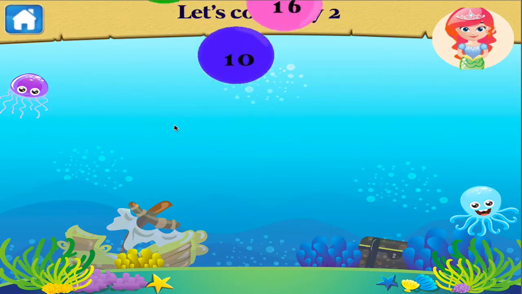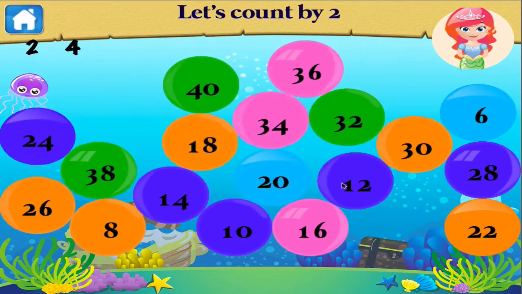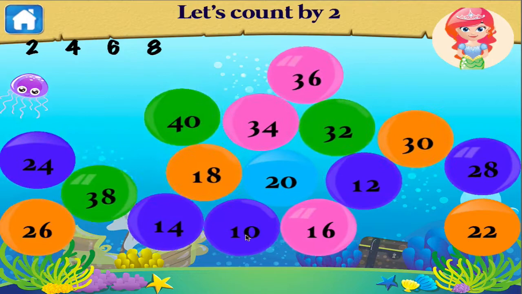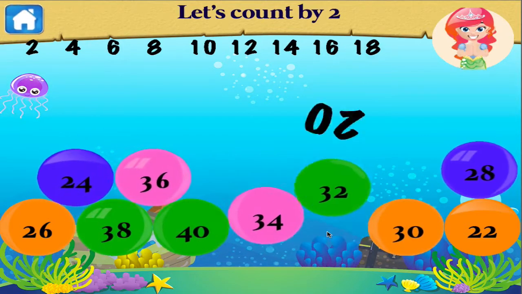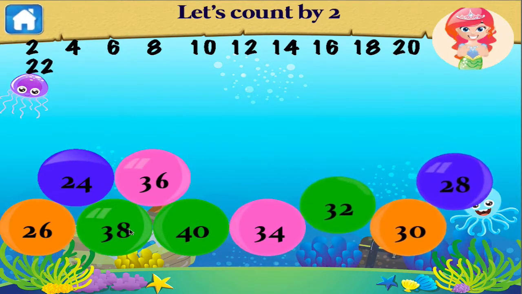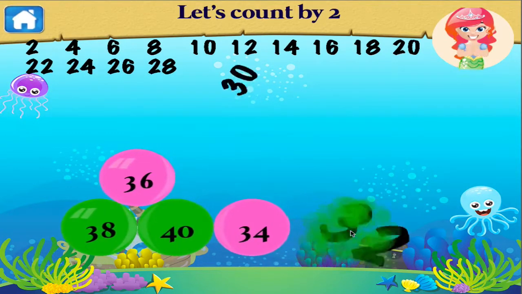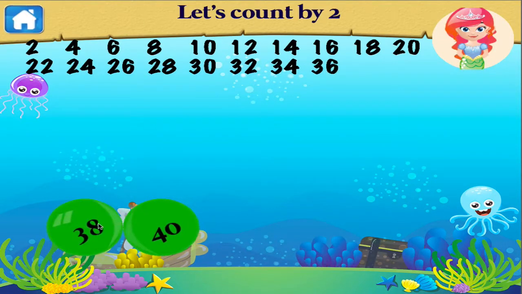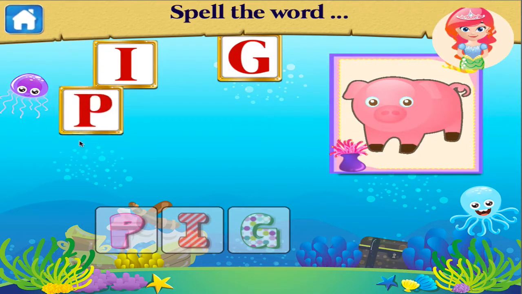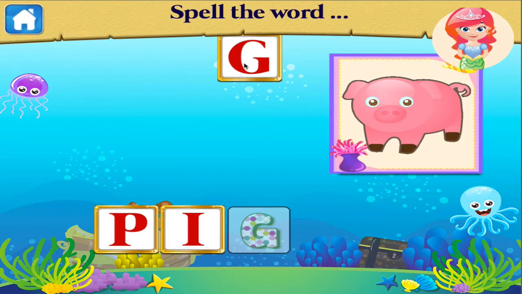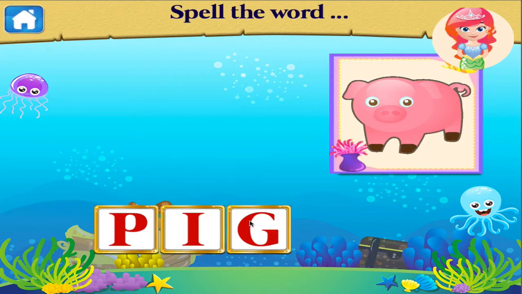Let's count by 2. 2, 4, 6, 8, 10, 12, 14, 16, 18, 20, 22, 24, 26, 28, 30, 32, 34, 36, 38, 40. Spell the word pig. P-I-G, pig.